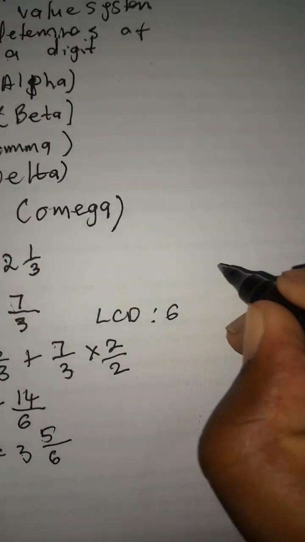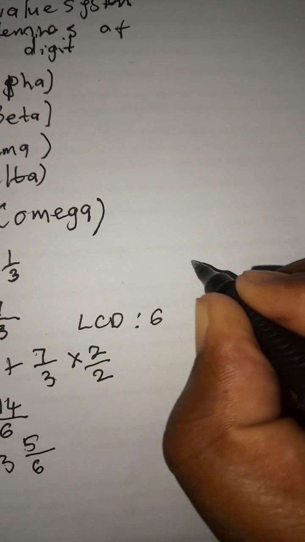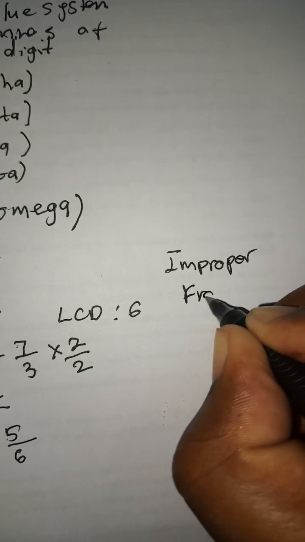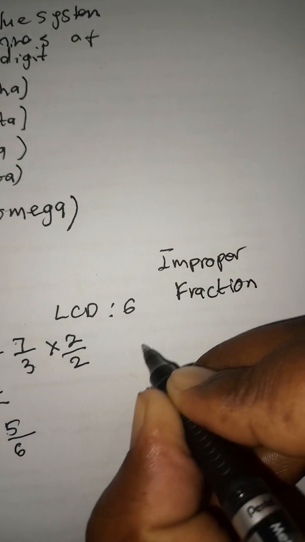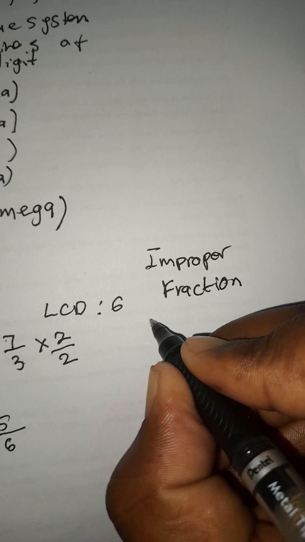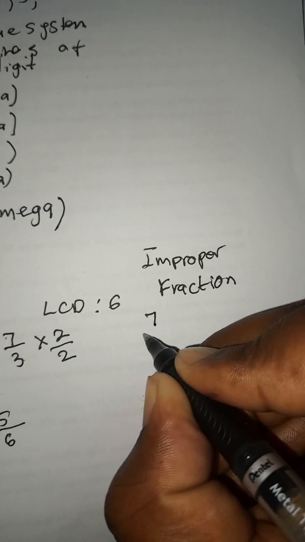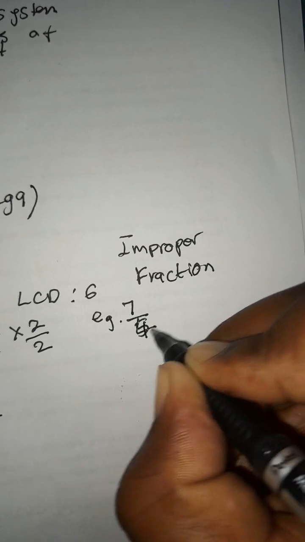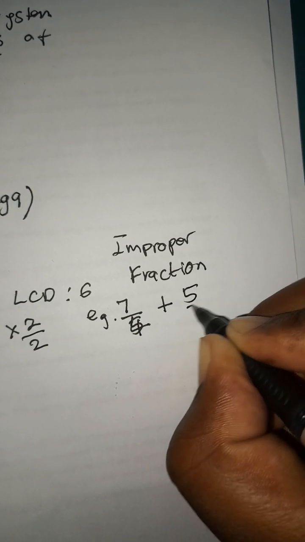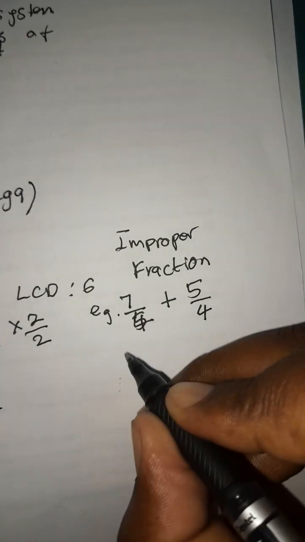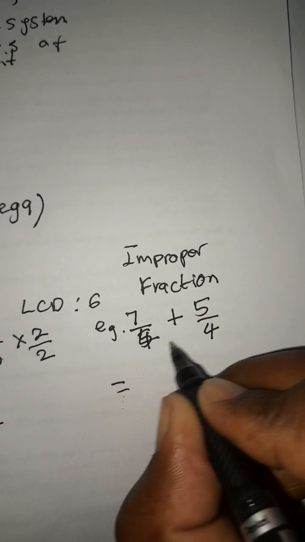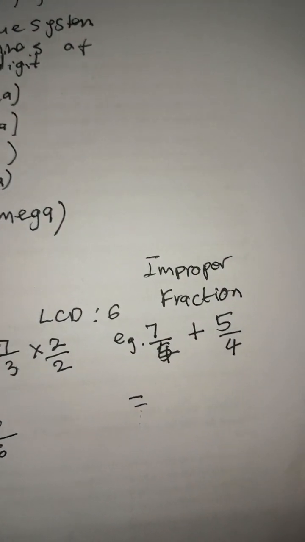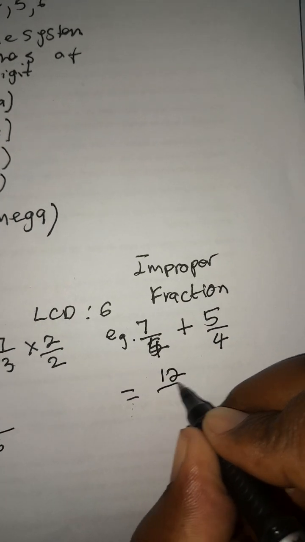So what about when it comes to the improper fraction? Let's talk about the improper. When it comes to adding improper fractions, remember, for example, example 2, let's say I'm having 7 all over 4 plus 5 all over 4. These are improper fractions. What we can see is that the denominators are the same, right? The denominators are the same. What do you do? You add the numerators. In other words, 7 plus 5 will be 12 divided by 4.